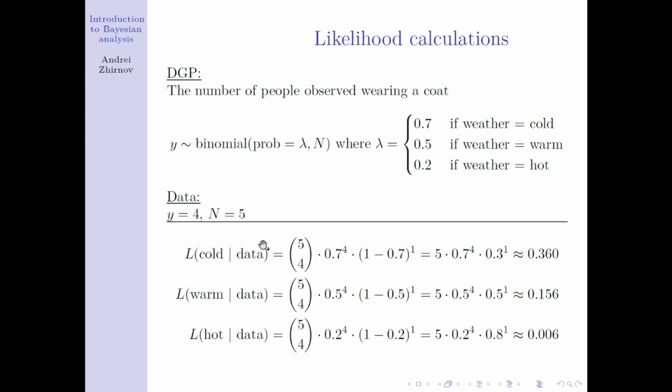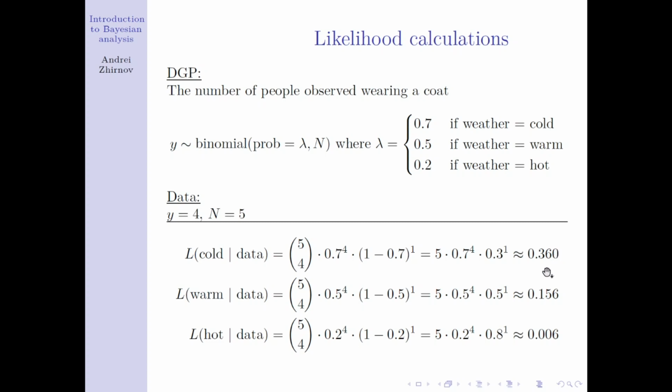This likelihood function has the highest value when the weather is equal to cold. And this should not be surprising because we observed that more than half of the people, in fact 80% of the people outside, are wearing coats, and since we know people are more likely to wear coats when it's cold, it's very reasonable to conclude that it is more likely to be cold outside than not.